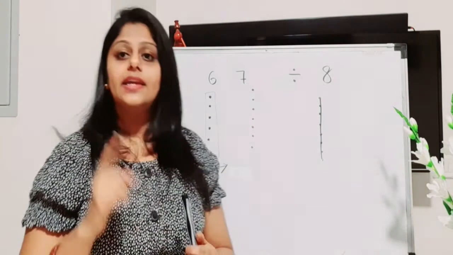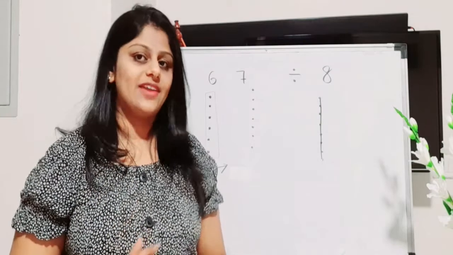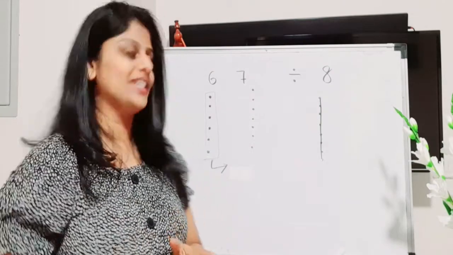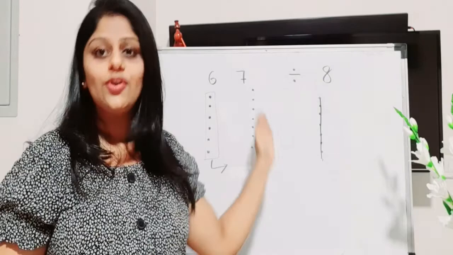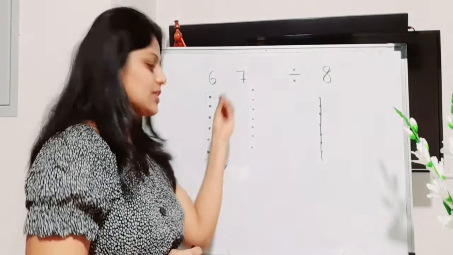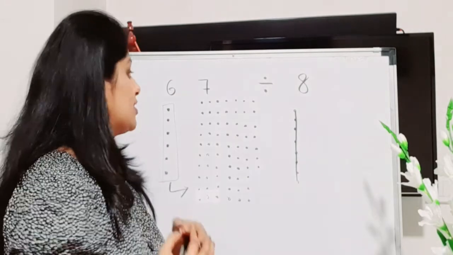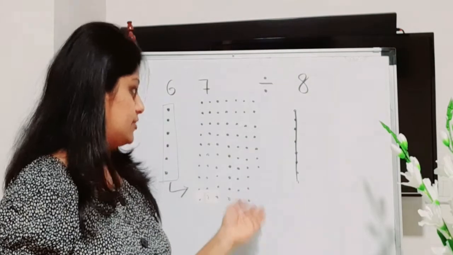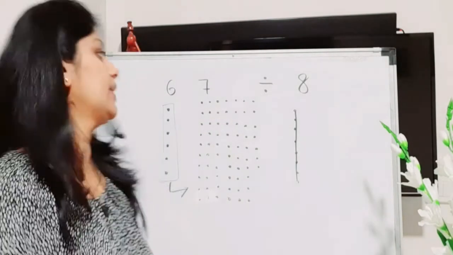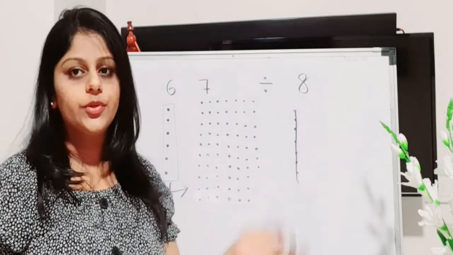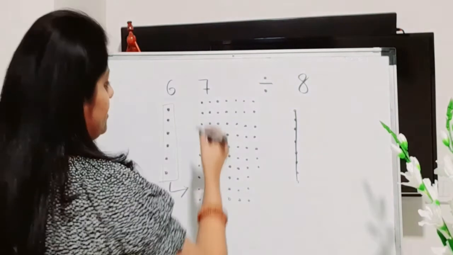Each dot will represent 10 dots. So 6 into 10 is what? 60 dots. So 60 dots you have to form over this side. I'll just quickly draw the 60 dots. I hope you have also completed. I have drawn all the 60 dots over here. Now what we have to do? We have to group 8 together. Yes, we have groups of 8.